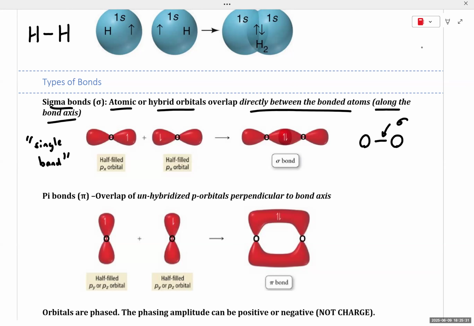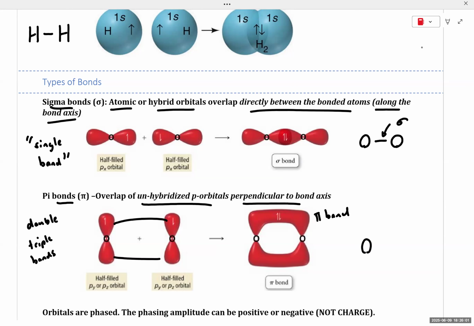Pi bonds, on the other hand, represent your double and triple bonds. Pi bonds involve the overlap of unhybridized p orbitals perpendicular to the bond axis. So as you see for these two oxygen atoms, we have two p orbitals. They're overlapping perpendicular to the bond axis, and this gives our pi bond.